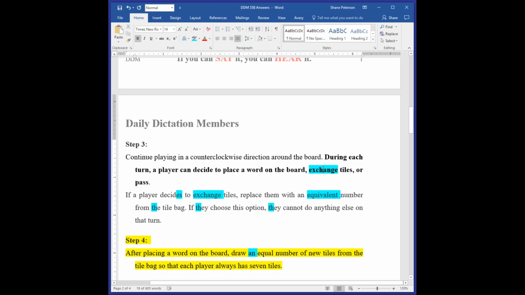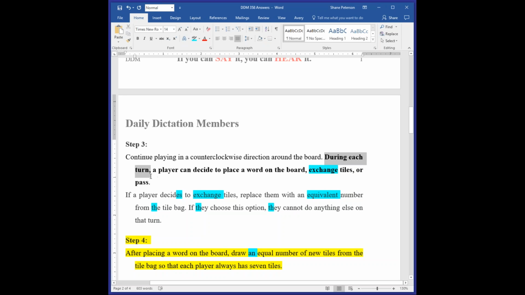Before that, though, let's go to this word. How do you say this word? Exchange. A little bit more. Exchange. Try and give me more S. I know the S and CH come together, but try and give me more S. Exchange. I liked it. Do the whole sentence again. Not too fast, but smooth. During each turn, a player can decide to place a word on the board, exchange tiles, or pass. Not bad.